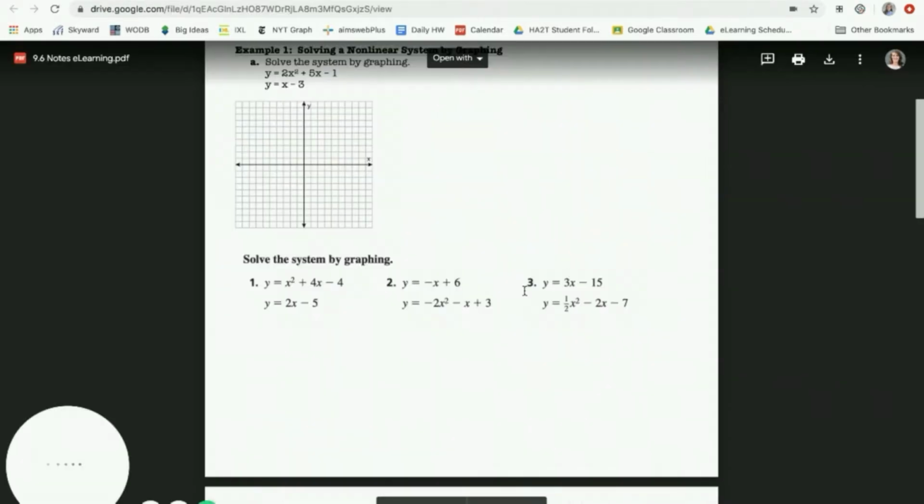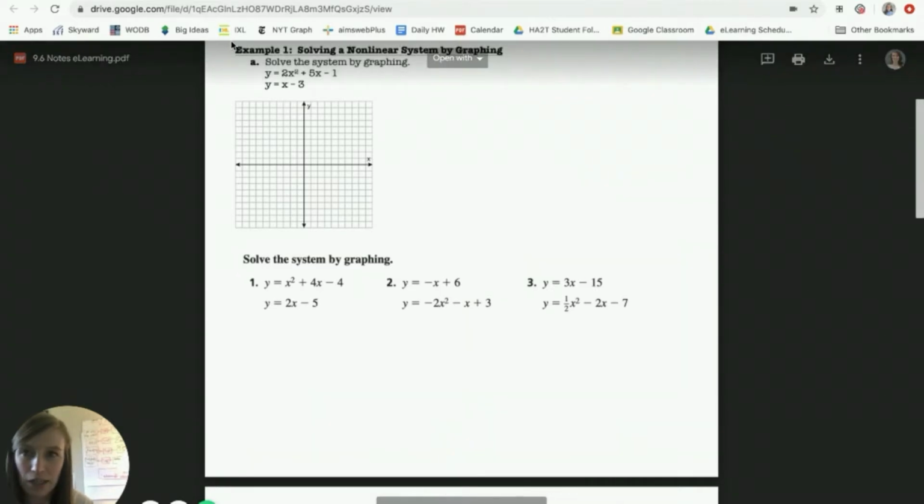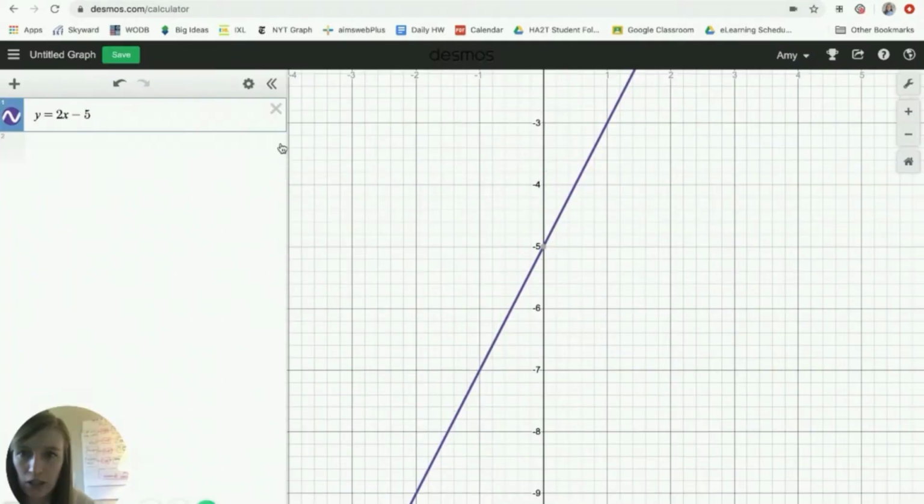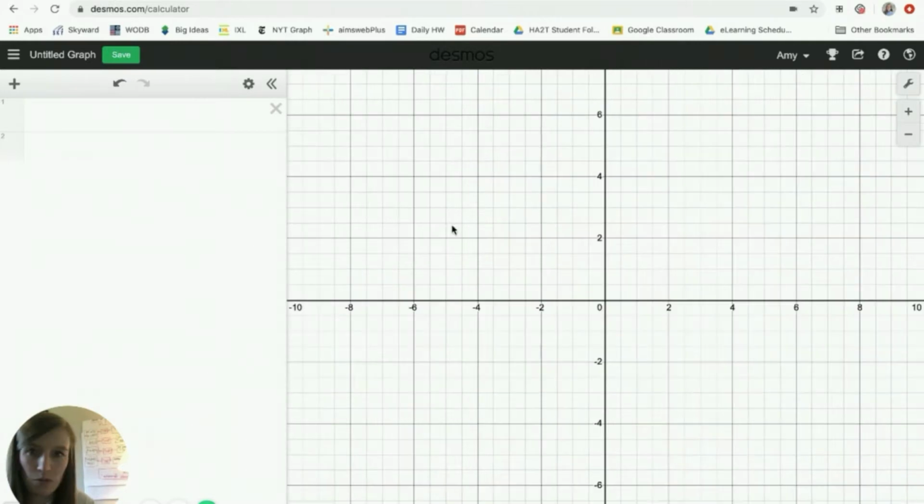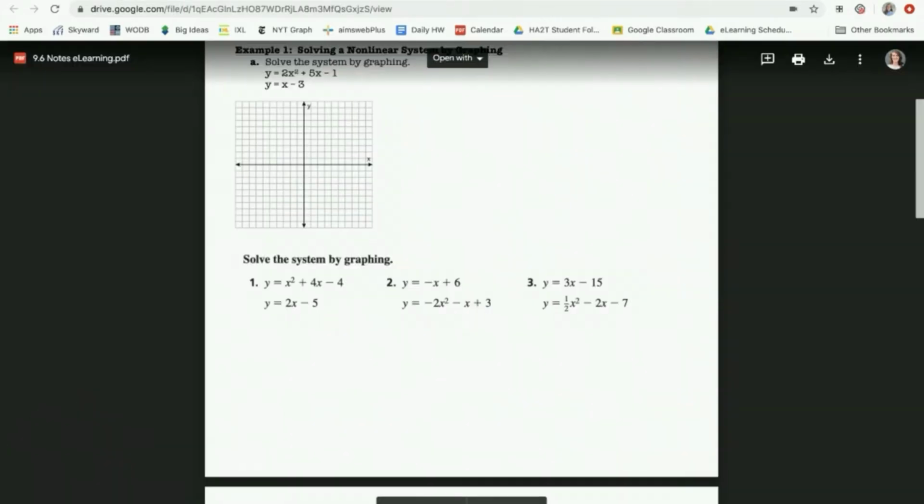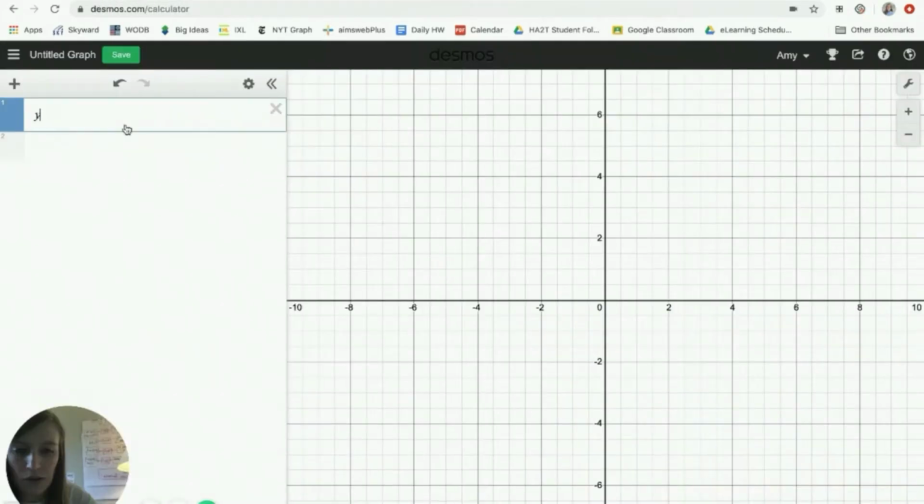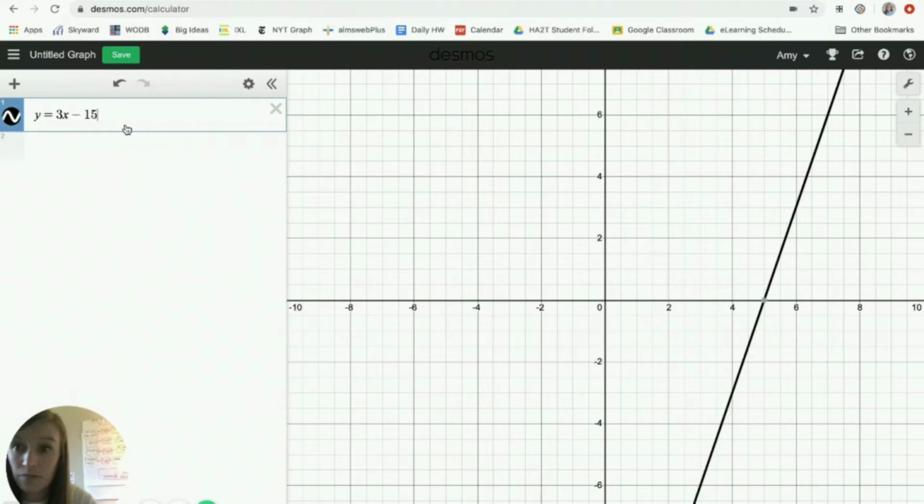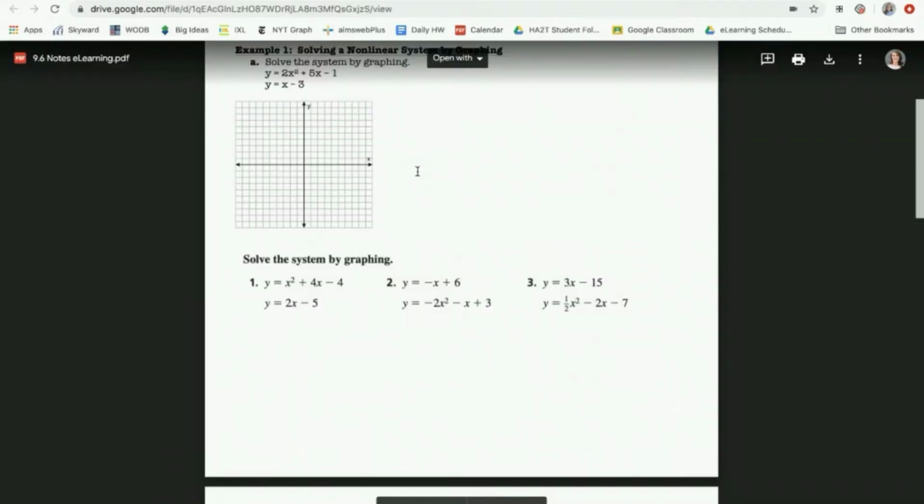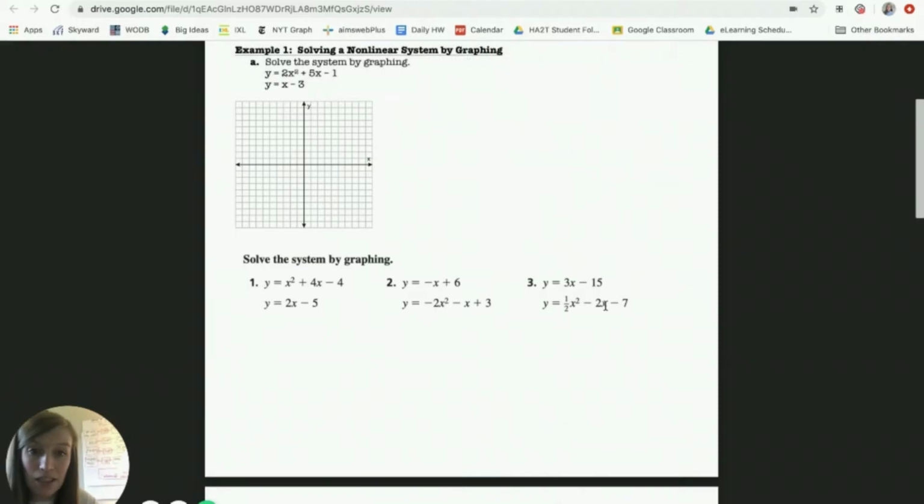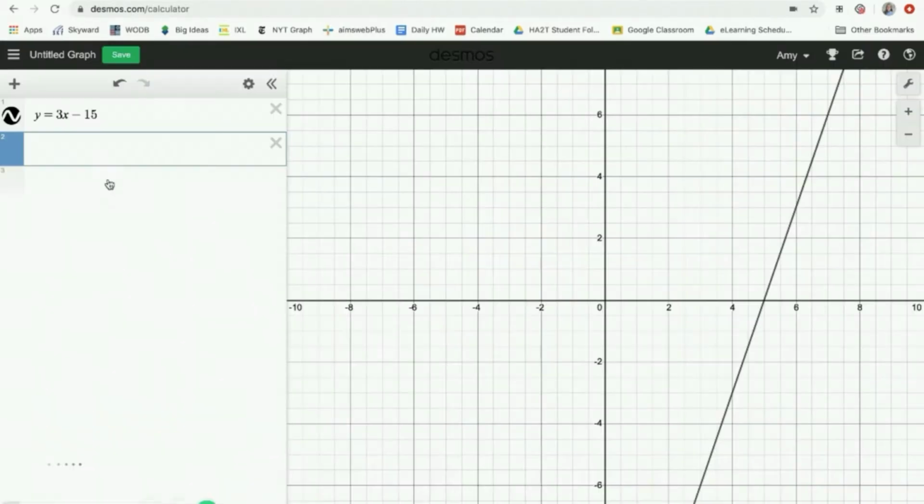We'll do one last one. Let's try this number 3 right here. Y is equal to 3x minus 15. So there's my first equation. I'm going to revert this back home. Y is equal to 3x minus 15. The next equation is y is equal to 1/2 x squared minus 2x minus 7.